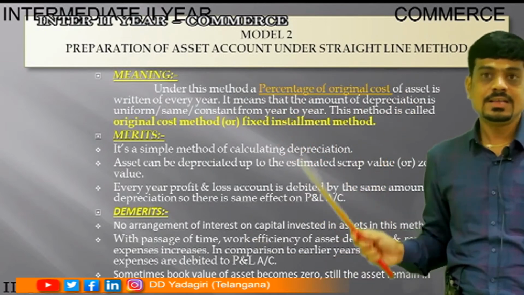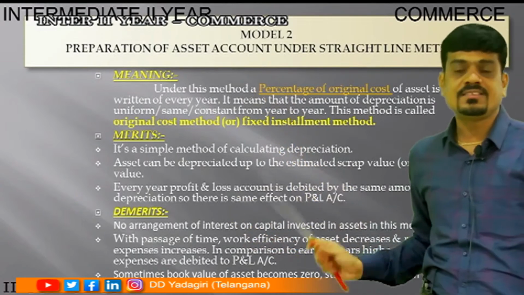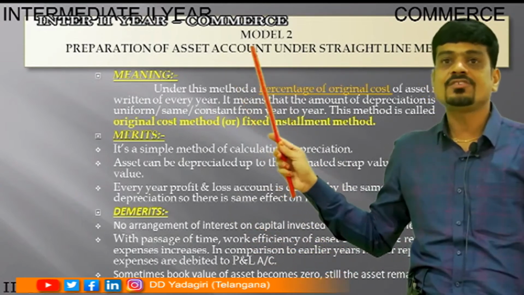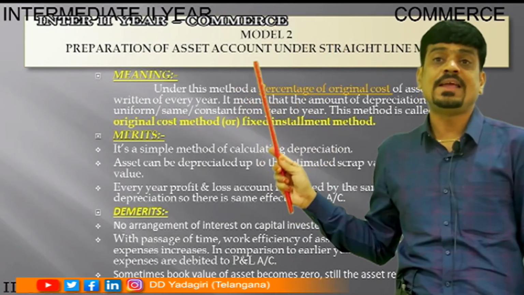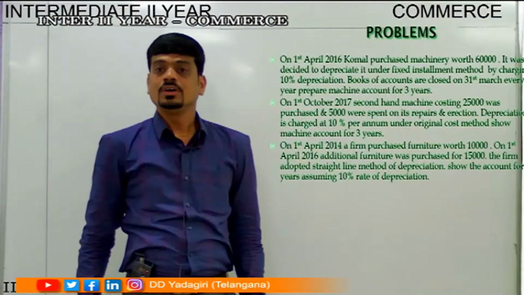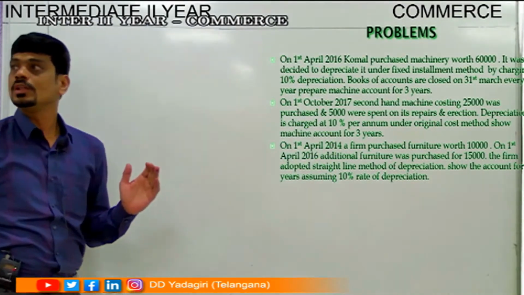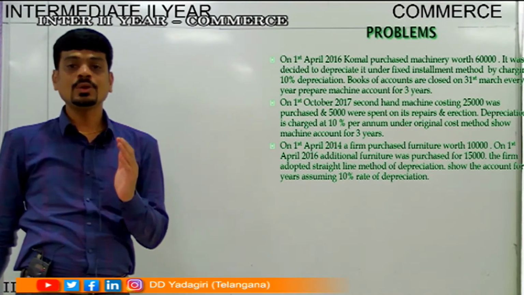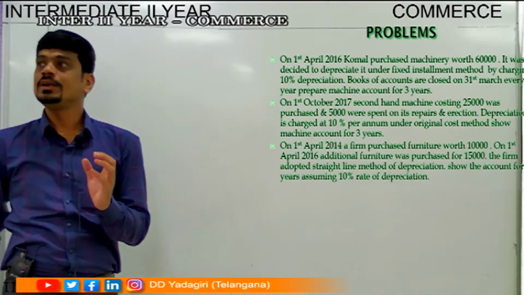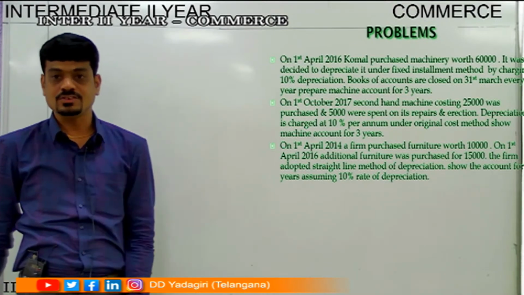Then merits and demerits. Of course, at this level, they won't generally ask you to write merits and demerits, but they'll ask you for 2 marks the theory part, that is explain straight line method. Now we'll see how to solve the problems. Usually we are going to get a 5 marks question on depreciation. Compulsory, it's a question on depreciation.